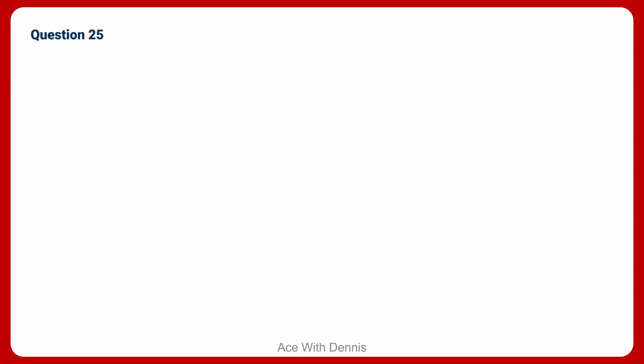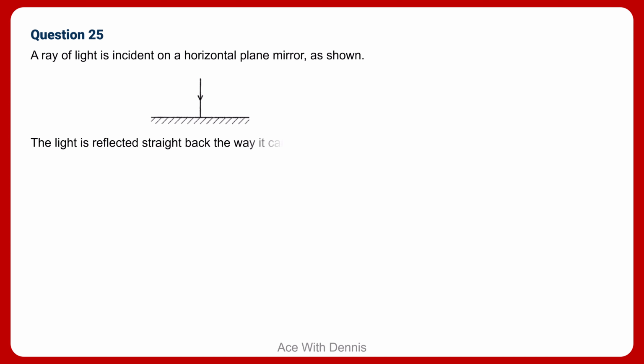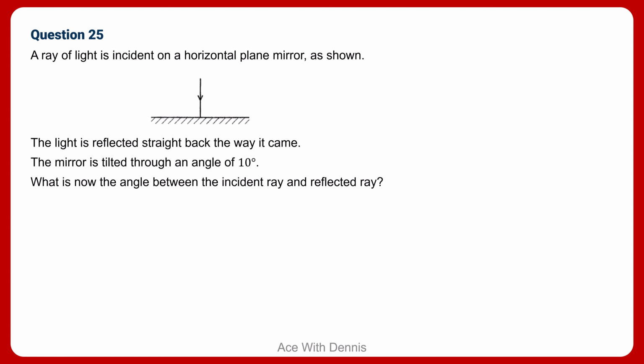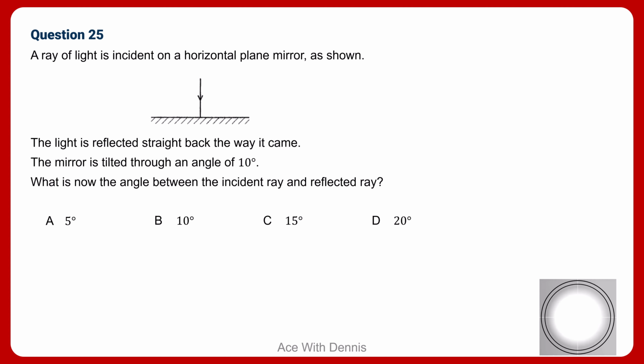Question 25. A ray of light is incident on a horizontal plane mirror as shown. The light is reflected straight back the way it came. The mirror is tilted through an angle of 10 degrees. What is now the angle between the incident ray and reflected ray? A. 5 degrees, B. 10 degrees, C. 15 degrees, or D. 20 degrees.